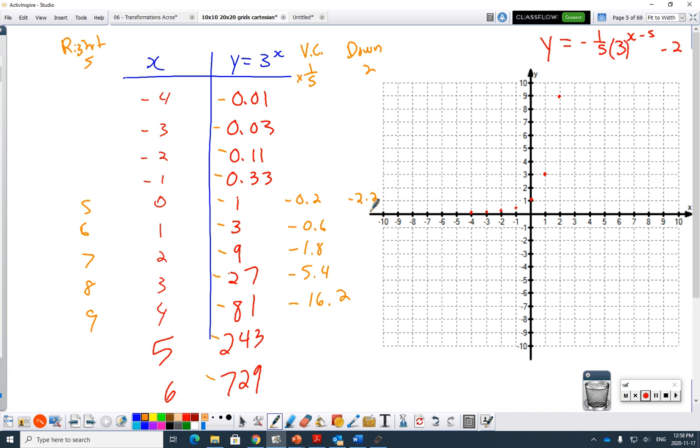Negative 2.2, negative 2.6, negative 3.8, negative 7.4, negative 18.2, because I've gone down 2 on all those points. And then I just graph those points, and I'll do it in blue. 5, comma, negative 2.2, right about there. 6 comma negative 2.6. So that's coming away from that a little bit. 7 comma negative 3.8, right about there. 8 comma negative 7.4, right about there.